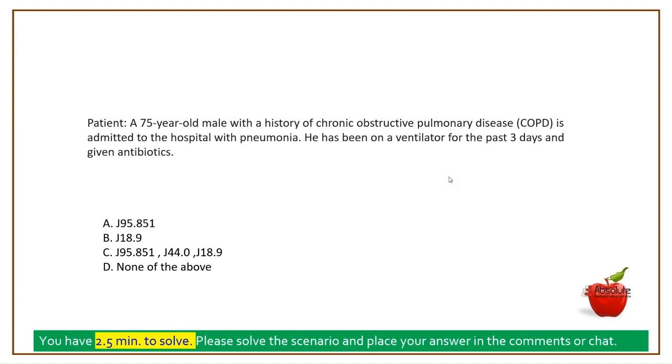Patient is a 75-year-old male with a history of chronic obstructive pulmonary disease, admitted to the hospital with pneumonia. He has been on a ventilator for the past 3 days and given antibiotics. So what is the answer? What is the ICD code for this scenario? And I think you don't need 2.5 minutes. This is pretty straightforward. Let me see how fast you all are going to solve this one.